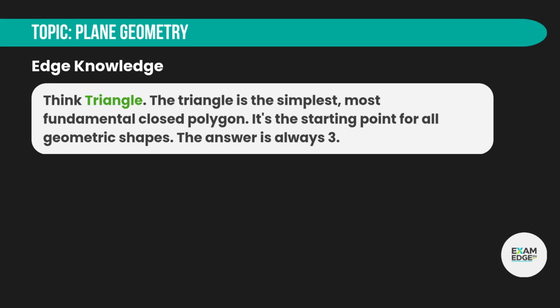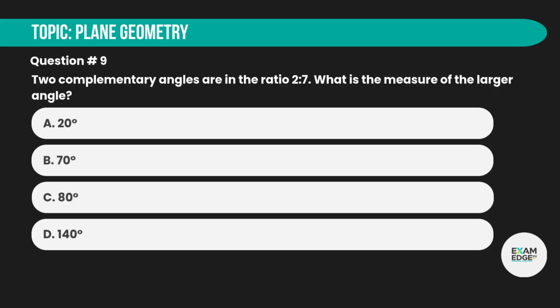Edge knowledge. Think triangle. The triangle is the simplest, most fundamental closed polygon. It's the starting point for all geometric shapes. The answer is always 3. Question number 9. Two complementary angles are in the ratio 2 to 7. What is the measure of the larger angle?